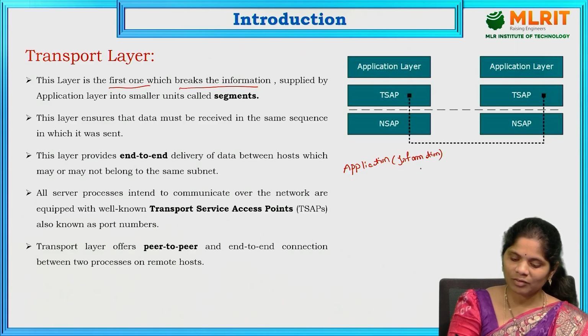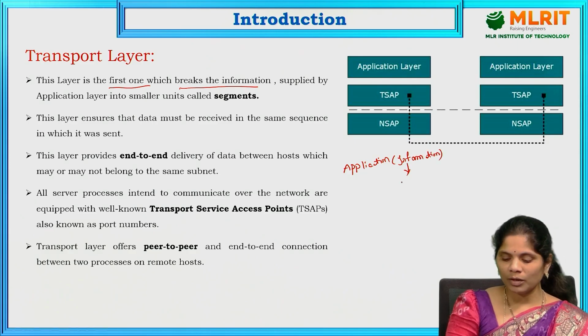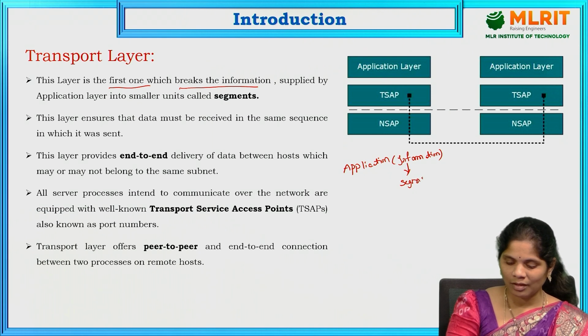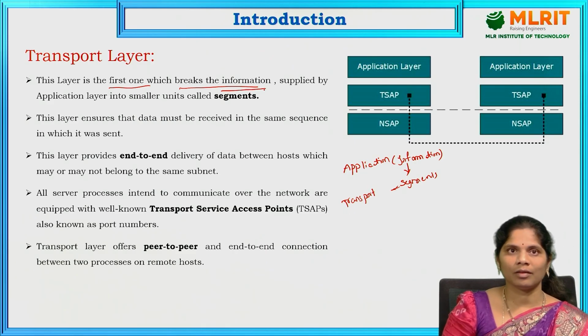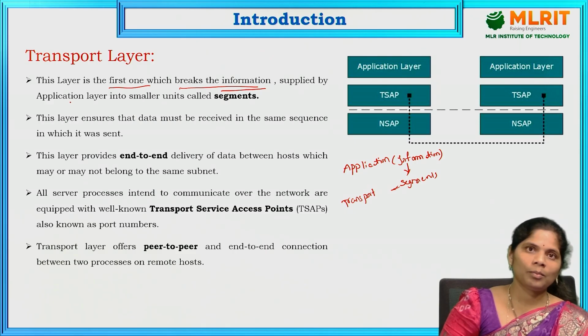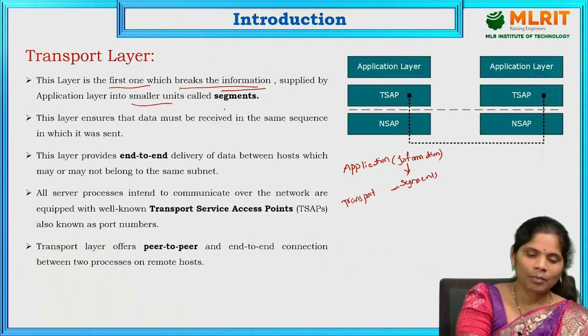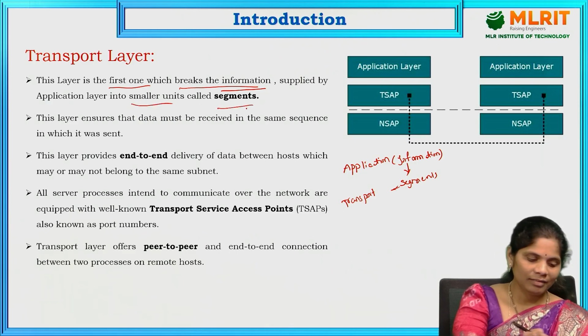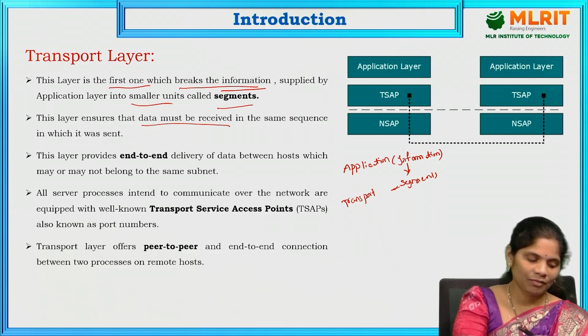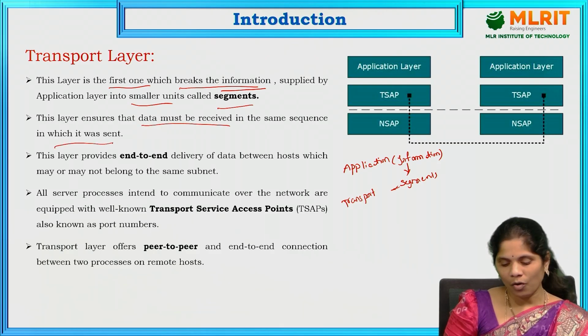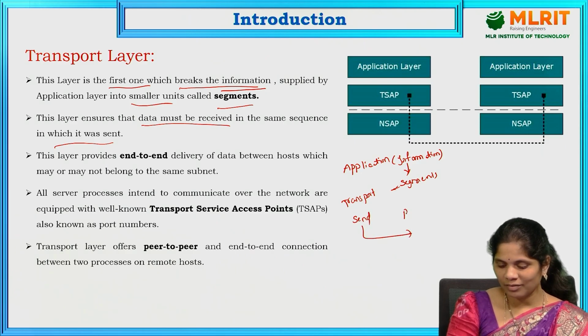Whatever information is there will be divided in the form of segments. That happens in the transport layer only. So this is the first layer where the data is divided in the form of segments, supplied by the application layer. And this layer mainly talks about the data being received in the same sequence in which it was sent. The way the sender sends the message is the way the receiver receives it.